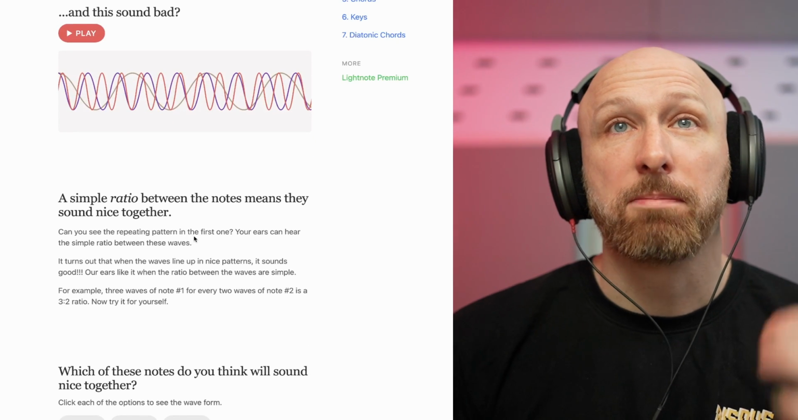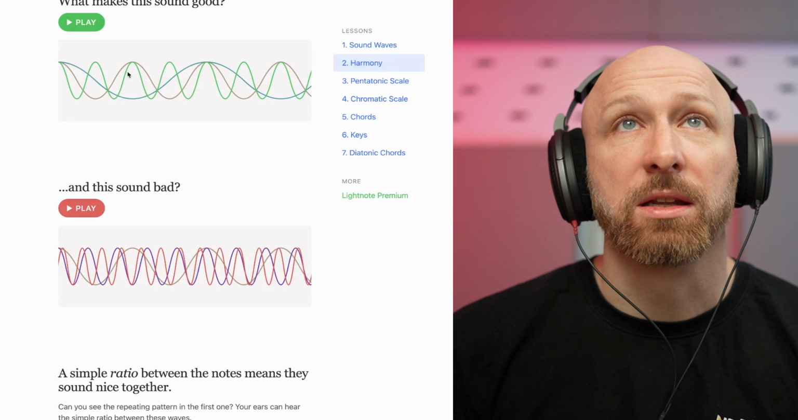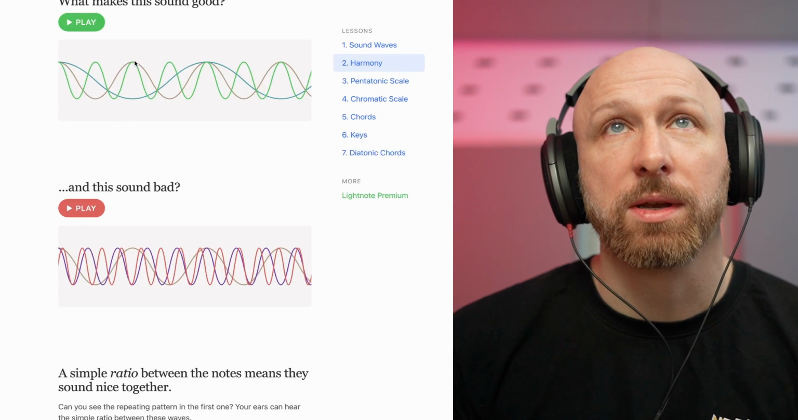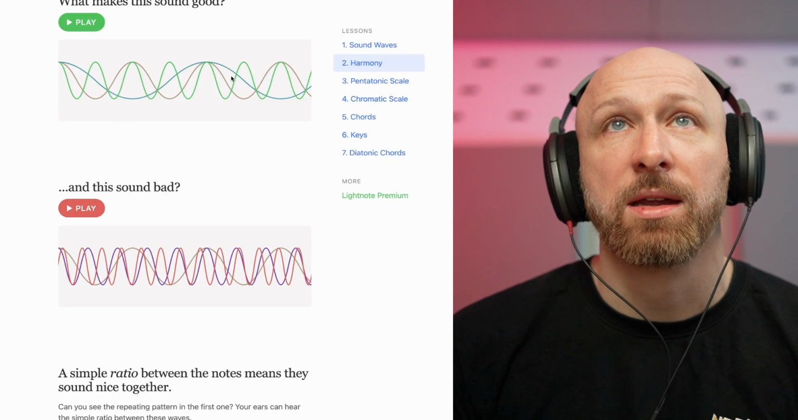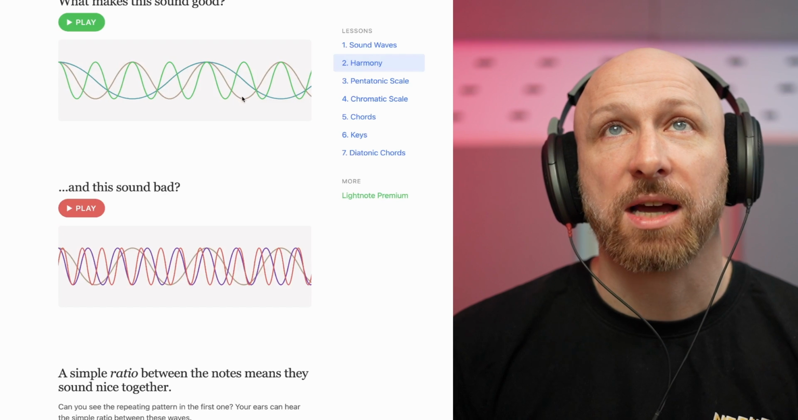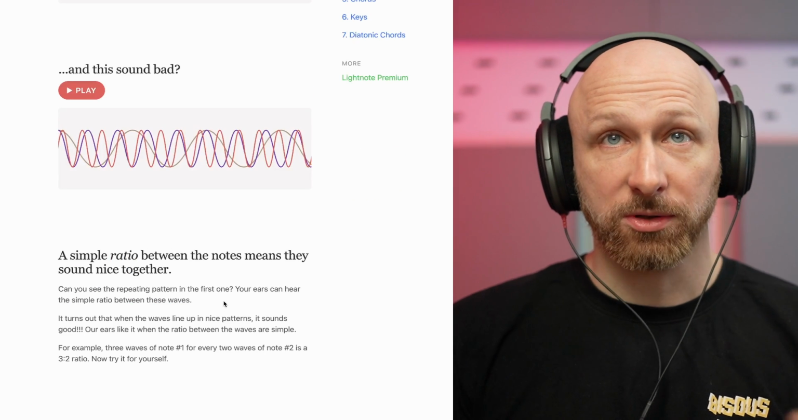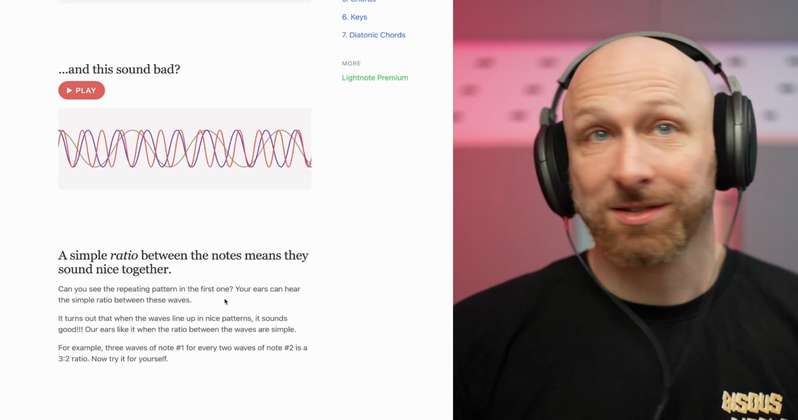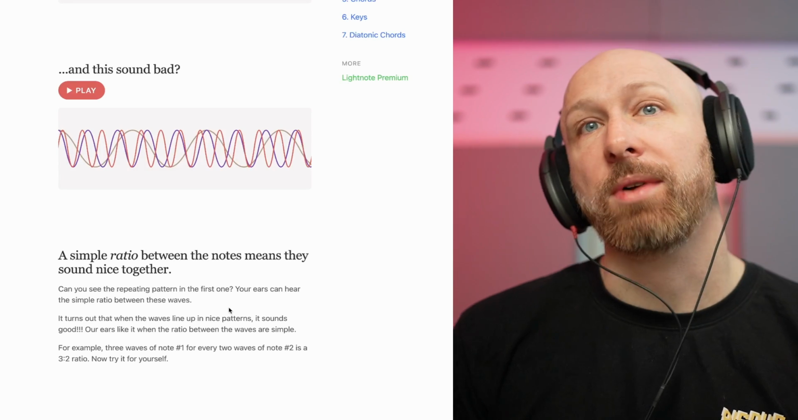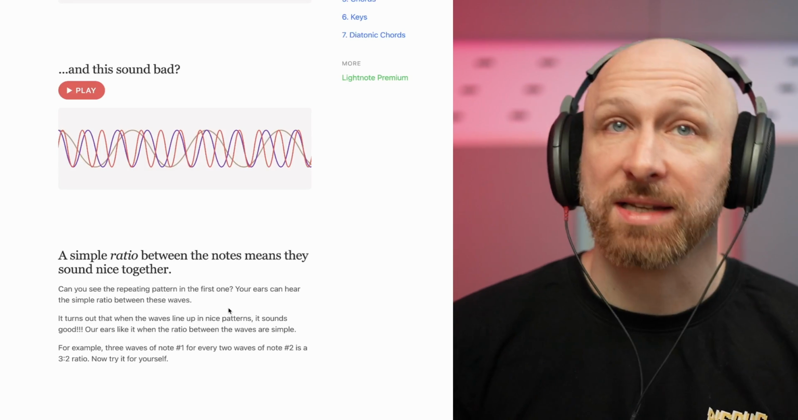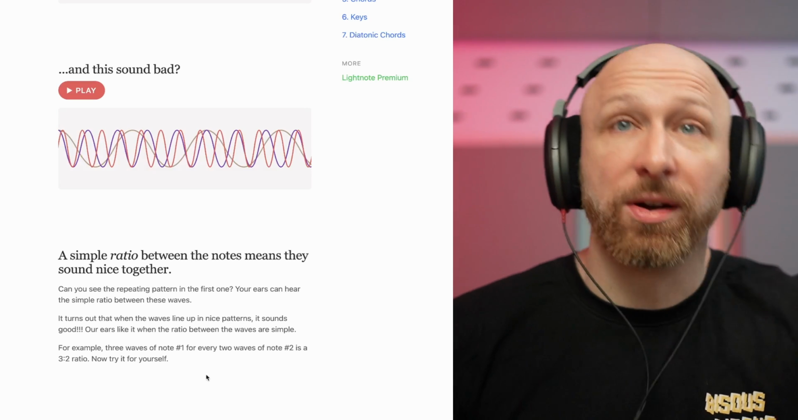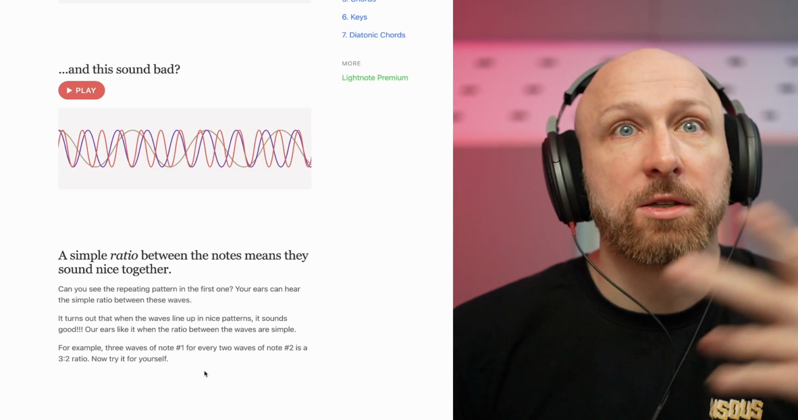Can you see the repeating pattern in the first one? Yeah, okay. See how this brown one and the green one intersect here at the top and here again? And here at the bottom there's the same shape every time as well? Your ears can hear the simple ratio between these waves. It turns out that when the waves line up in nice patterns, it sounds good. Our ears like it when the ratio between the waves is simple. For example, 3 waves of note 1 for every 2 waves of note 2 is a 3:2 ratio.